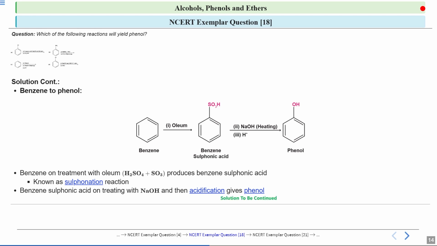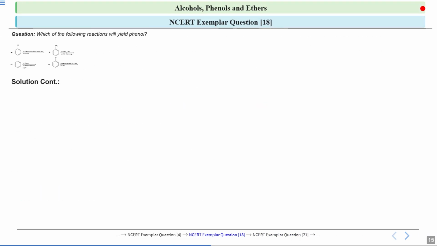So this option is also correct, that from benzene you're getting phenol. Now let us check the fourth option, why it is incorrect. If you see the fourth option, here you have chlorobenzene. When chlorobenzene is treated with NaOH, look at the reaction conditions. It is 298 Kelvin and 1 atm. And when you further acidify it, you see there is no reaction.